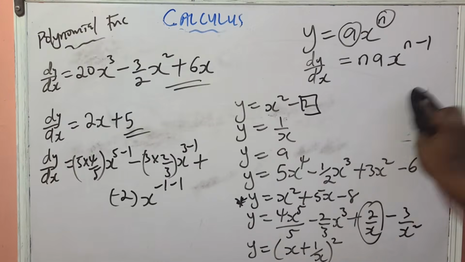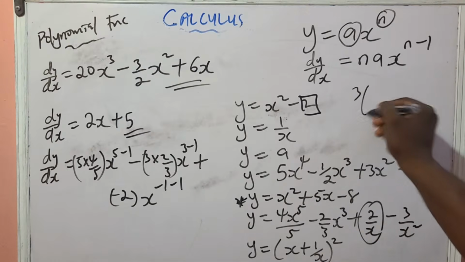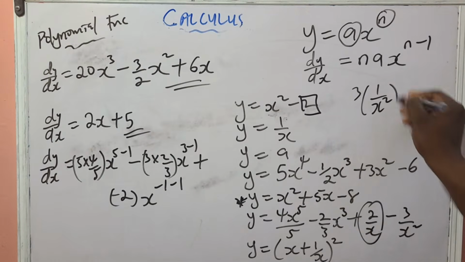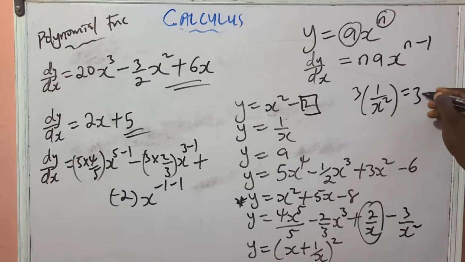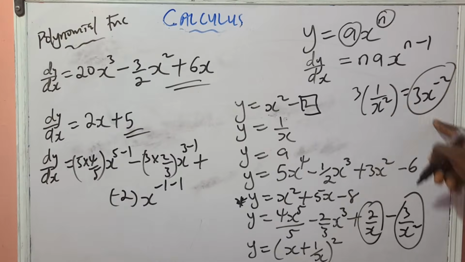If you have 3 over x squared, I'm sure you know what to do there also. 3 over x squared will be the same thing as 3 times 1 over x squared, which is the same thing as 3x raised to power minus 2. So all this is how you'll be looking at it now. So you'll be using this one to make your differentiation.